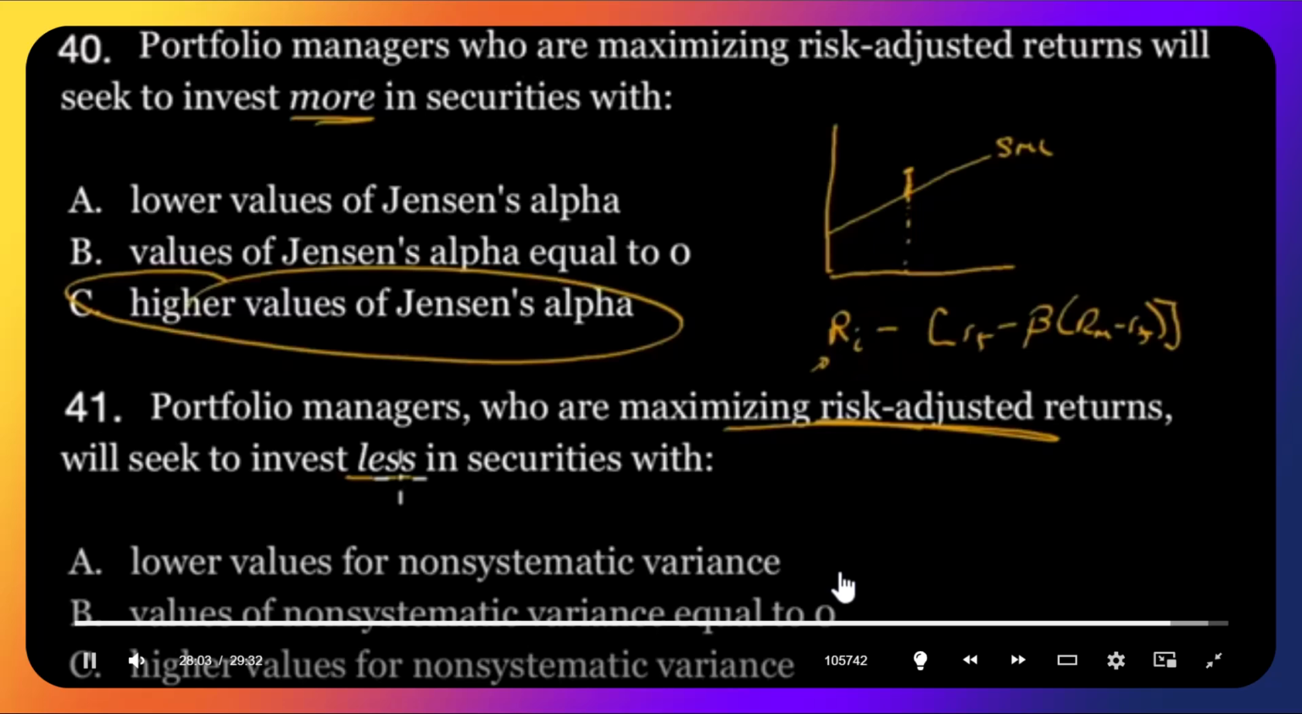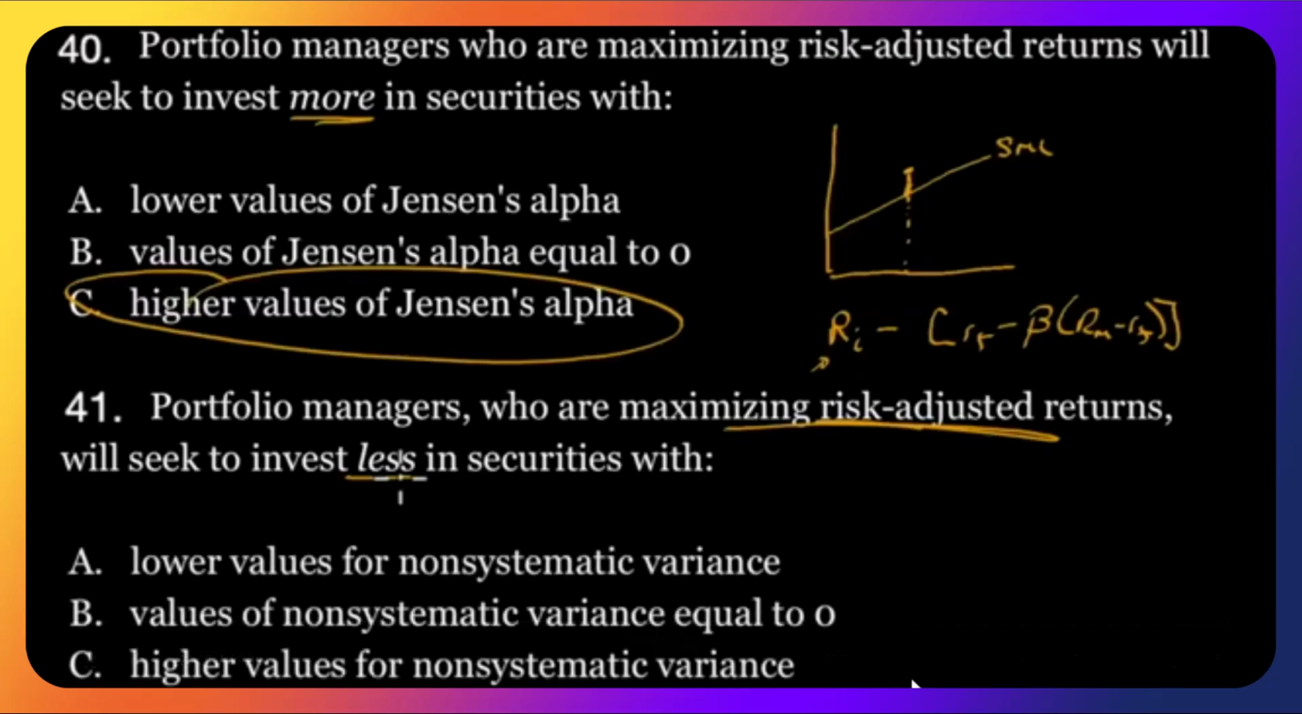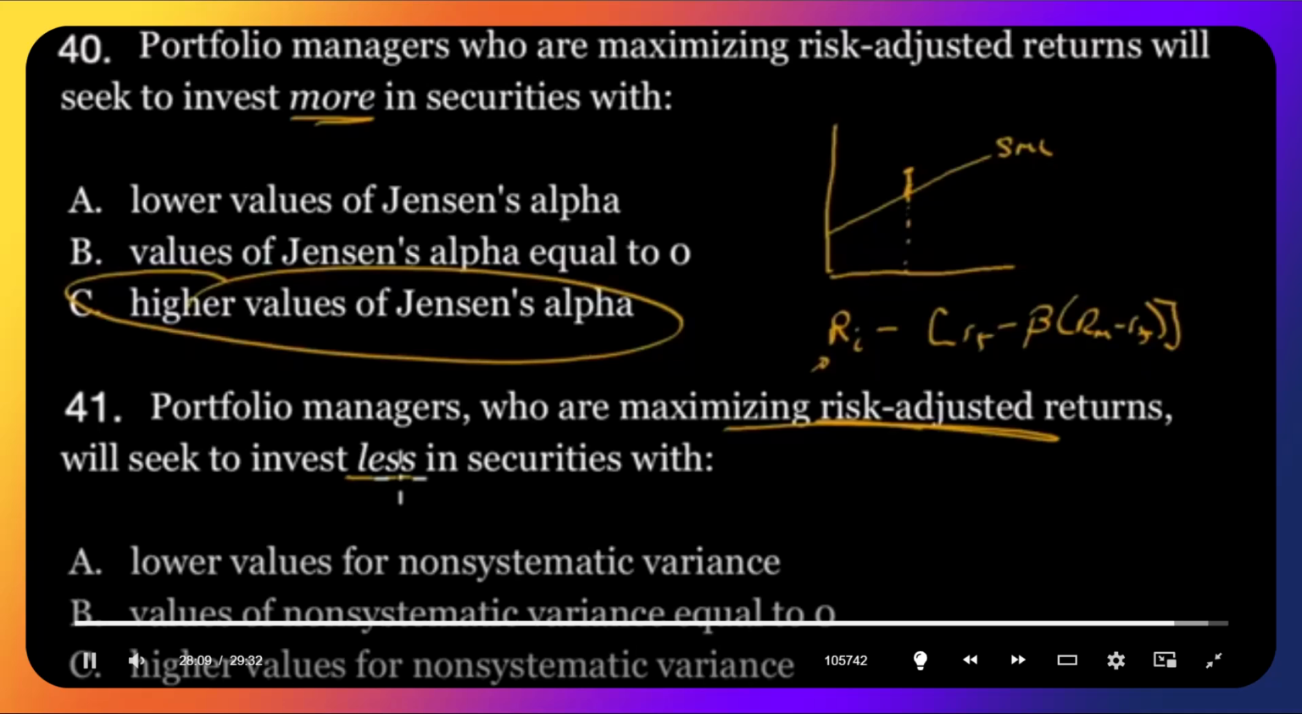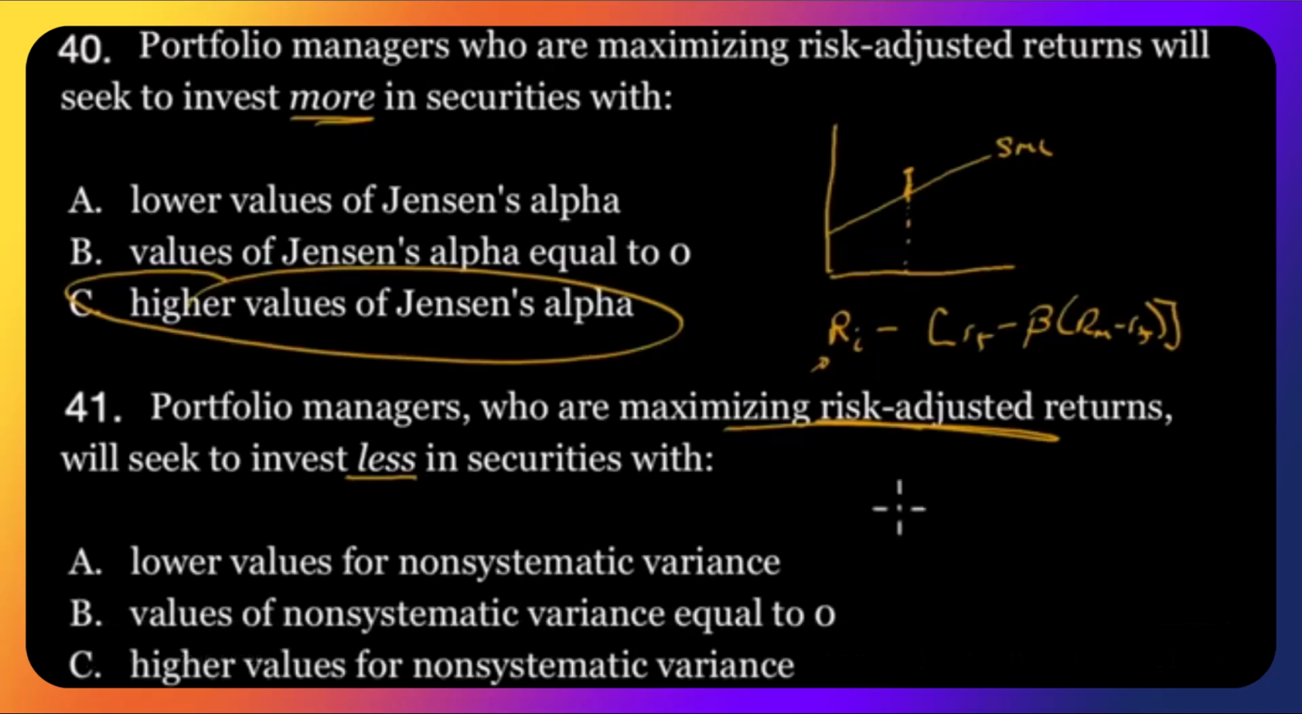systematic variance equal to 0, or higher values for non-systematic variance. We want to invest less in, well, if we're going to maximize our returns, remember, let's just draw it out. Our expected return is RF plus our beta, RM minus RF, and we said that this is the determinant of the expected return of any particular security, is beta. Beta is a measure of systematic risk. So imagine that beta is now 0. If beta is 0, what do we got? The risk-free rate. If beta is negative, we got less than the risk-free rate. So the higher beta is, the higher the expected return.